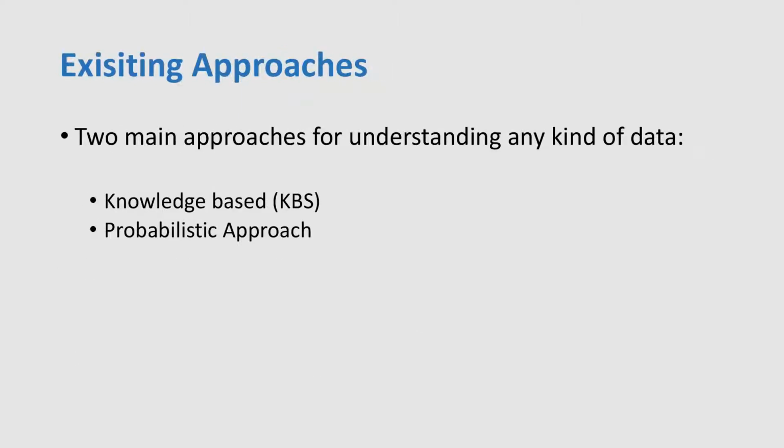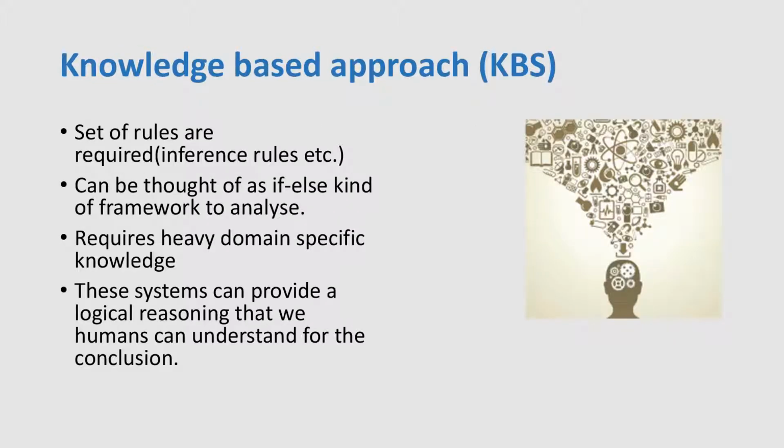There are two main approaches for this kind of problem, which is knowledge-based approach, and the other is a probabilistic or a statistical approach. The first one, knowledge-based approach. This tries to gather a lot of heavy domain-specific knowledge, first of all, and then tries to apply if-else or inference rules to it to analyze and come to a conclusion. These systems generally provide a why or a how to their reasoning. Thus, this is much easier for humans to accept and understand.